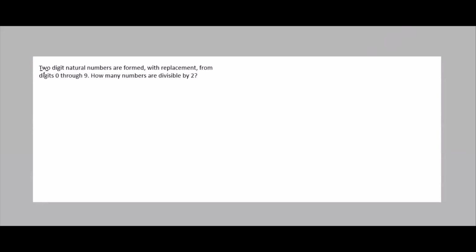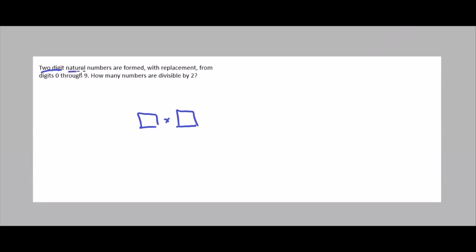So first, we know it's going to be two-digit numbers. So one, two. I'm not going to put the actual digits in these two little boxes that I've made. I'm going to put how many possibilities could be in each, and I'm going to multiply them. That's the basic setup of the basic counting law. So it has to be two digits.